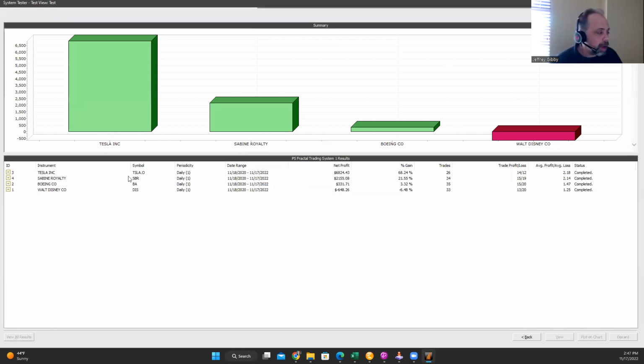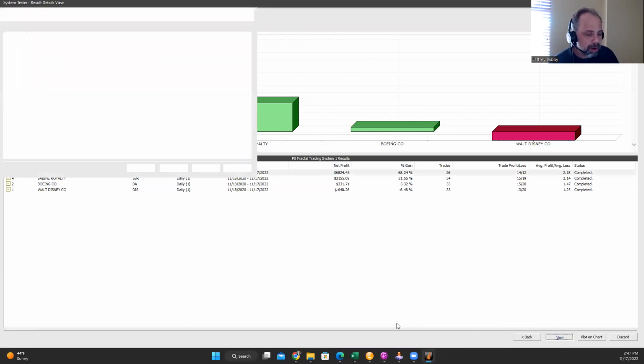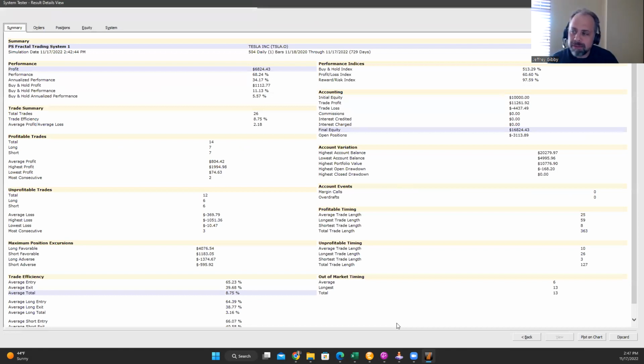So right here, we've got Tesla. Over the last couple of years, it made a 68% gain. I can come in here and click view. I don't have time to get very deep into this, but it will tell us what our profit looked like and how that compared to buy and hold. It actually outperformed buy and hold by 513%, which is not surprising. Tesla's been kind of a rock lately. It'll give us the buy and hold index and tell us profit and loss. There are a few of these numbers that I really, really like. I'm going to wrap this up though, just so I don't go long.